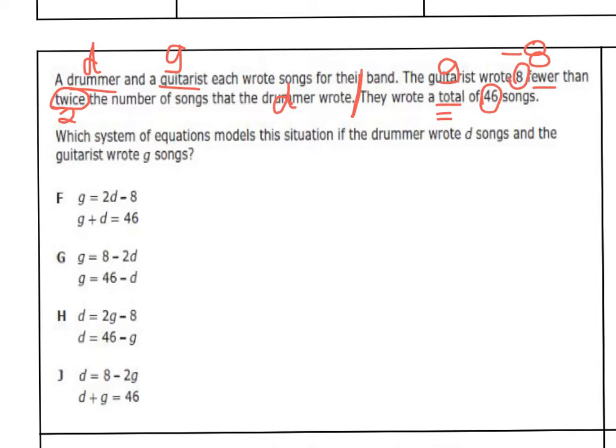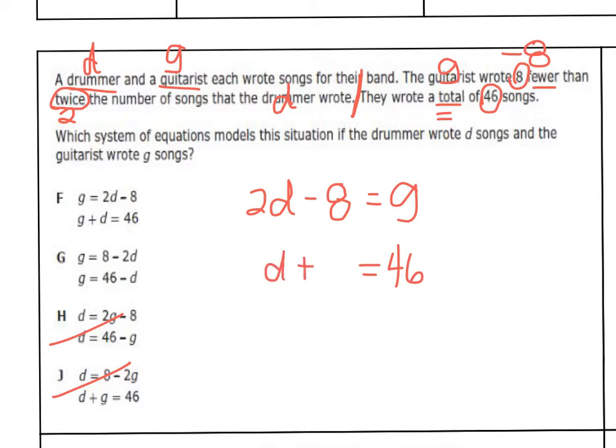So 8 fewer than twice the drummer would be 2 times the drummer, twice. 8 fewer would be minus 8. That's the number that the guitarist wrote, so it's going to equal G. That means I can go ahead and cross off H and J. They don't match. Next, I can look at the second one, a total of 46 songs. So total means equals 46, and that means the drummer and the guitarist wrote that number together. So that equals 46 total. These match letter F.